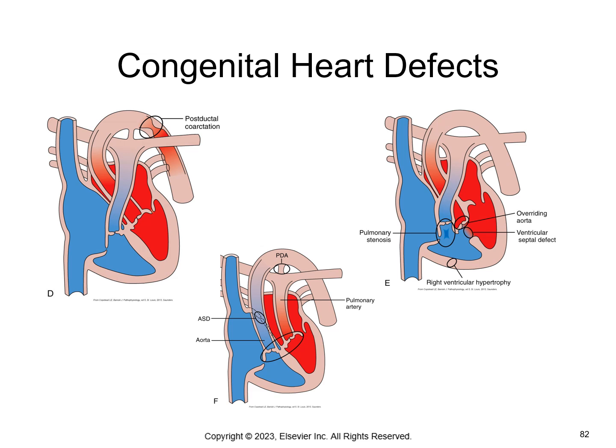Tetralogy of Fallot is a cyanotic defect. So that's your blue babies, cyanotic. F is showing us transposition of the great arteries where two separate circulations are formed. This is incompatible with life unless the mixing of blood occurs between some other defect.